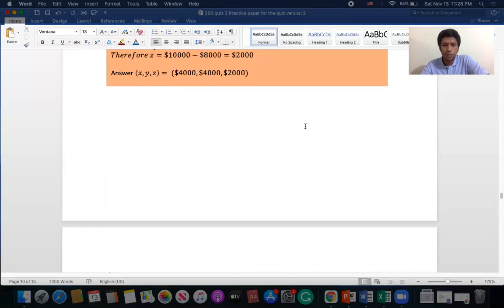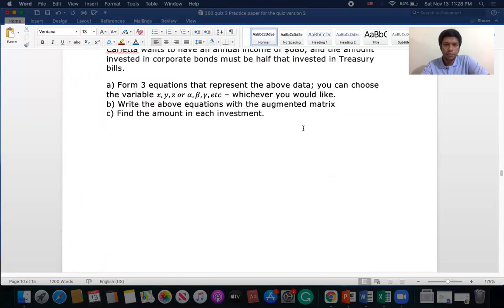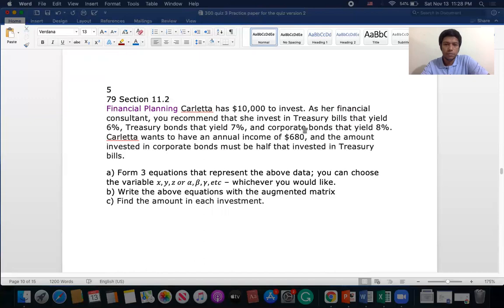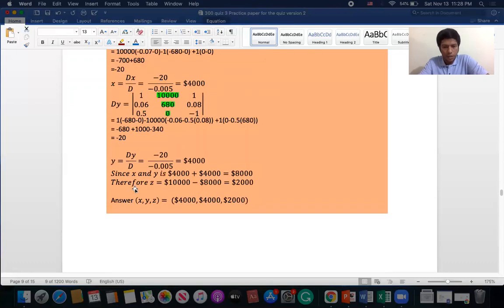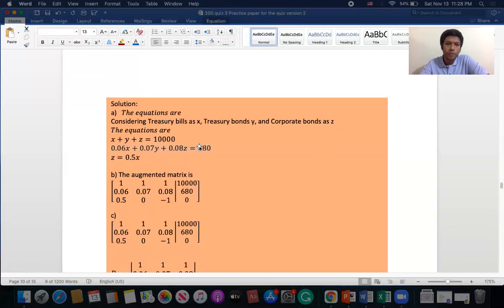This is the solution. I'm checking if it is possible to bring them in one page. Anyway, I think this is too big here. So by considering the treasury bills as X, treasury bonds as Y, and corporate bonds as Z, we can form 3 equations. X + Y + Z equals 10,000, because that's the total amount of money that she has.